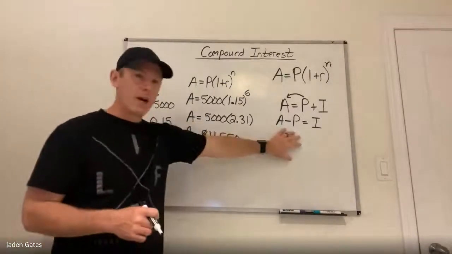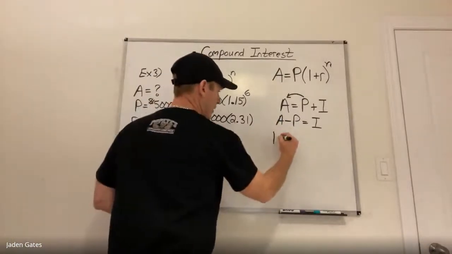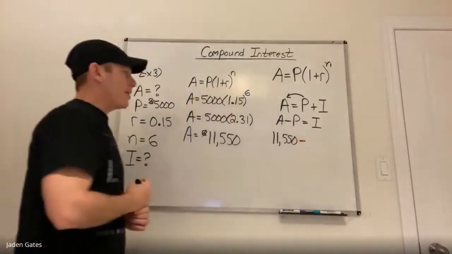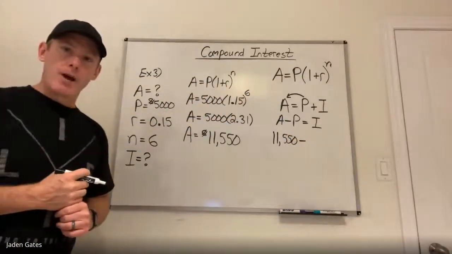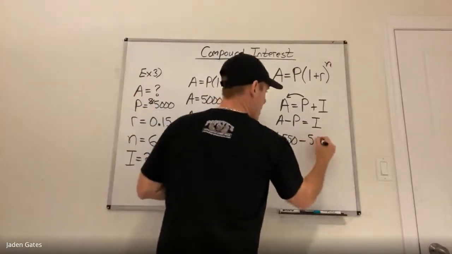Going back over here now. All right, so I know right now I've got my A. I've accumulated $11,550. That's the amount that's in the account now. I invested, or this person invested, wish it was me, $5,000.